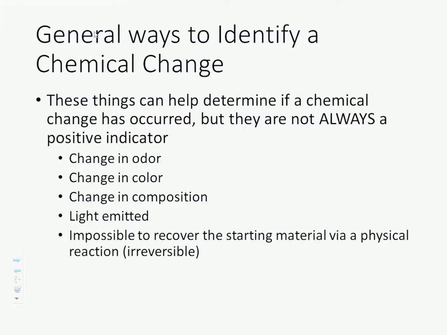Changing color. I know some of the prettiest reactions sometimes are oxidation reactions. What you could actually be doing is removing an electron or adding an electron to a sample, and the sample is actually changing form. And so you're changing the color of the sample. Okay? Changing composition, emitting light, those things are also ways to identify a chemical change.